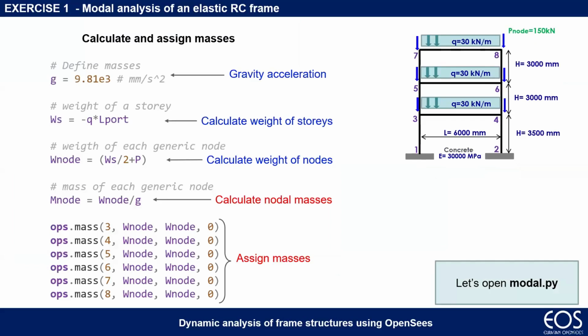Okay. How to declare masses? I define the gravity acceleration. Pay attention to that, okay? I have to be consistent with the unit system of the structure. In this case, my structure is defined in millimeters and seconds. So the gravitational acceleration is 9,800 millimeters over square seconds. And then I declare the weights, transform them into masses, and declare them as lumped masses. Okay, pretty easy.